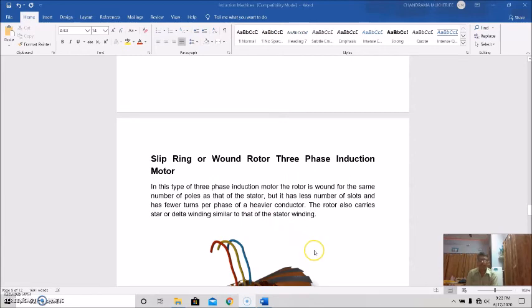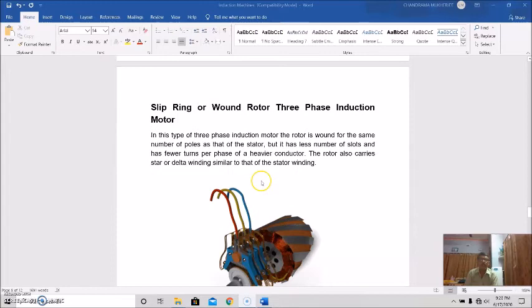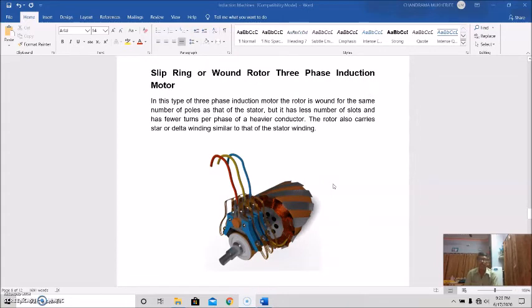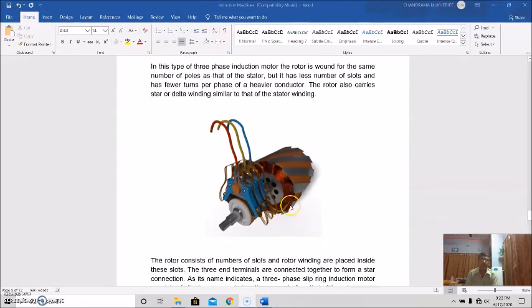Now we'll talk about the slip ring or wound rotor three-phase induction motor. The rotor is wound for the same number of poles as that of the stator, and has fewer slots and fewer turns per phase of a heavier conductor. The rotor also carries star or delta winding similar to that of the stator winding. Here it is shown. This is the slip rings, this is the brush, and this is the rotor windings. Okay.